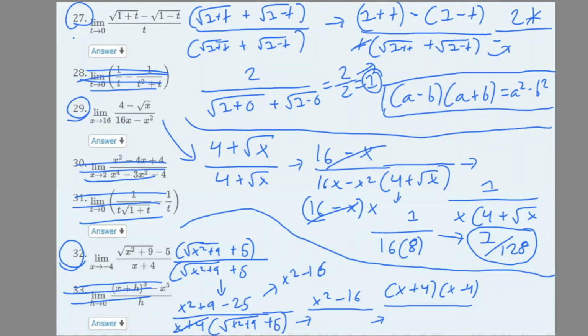Now we can cross out x plus 4 from both the numerator and the denominator. So on the bottom we would be left with square root x squared plus 9, and then plus 5. Now we can just plug in -4 and get the answer. On the top, if we plug in -4 for x minus 4, that would give us -8. And then on the bottom, -4 squared is 16 plus 9 is 25. Square root of 25 is 5, plus 5. That would give us -8 over 10. So -8 over 10 is our final answer for 32.